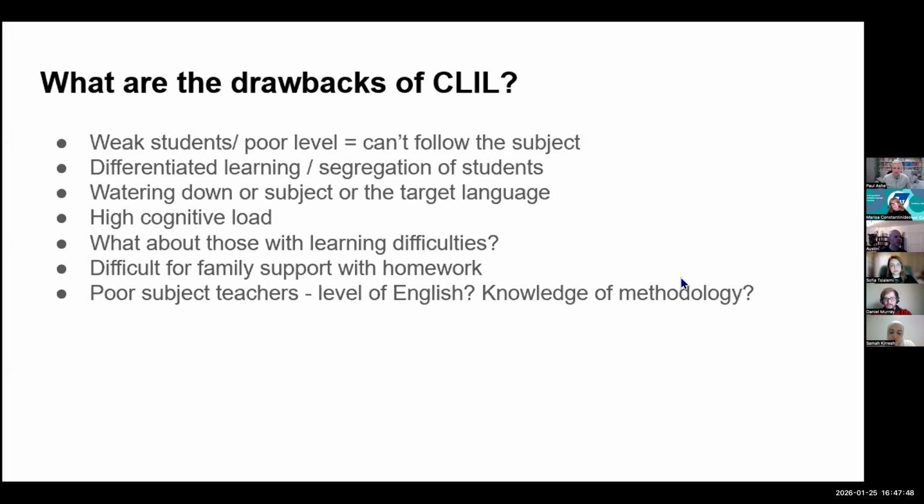Oh, good point. So here, there are a few, and some of them you've certainly already mentioned. So obviously the poor or weak level of the actual student in English, they're coming to these maybe hard CLIL courses, lessons, and they just can't follow the language. So they're failing geography and history and maths or something. And then what do you do? That kind of could lead to segregation of students.